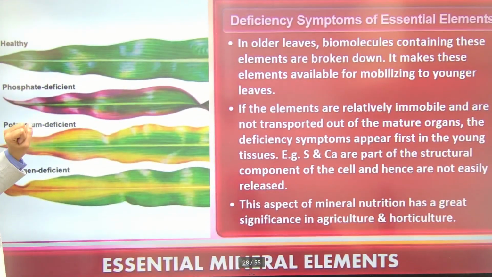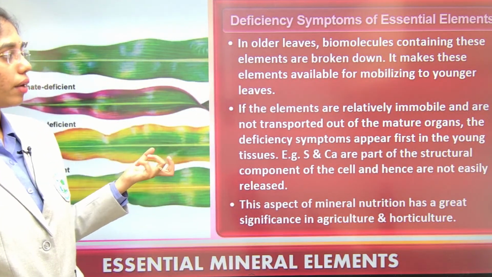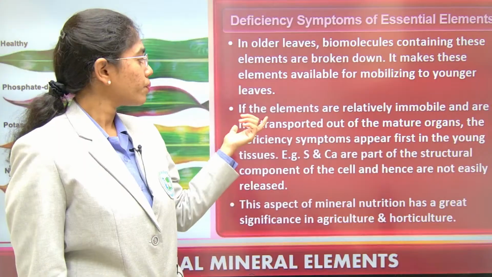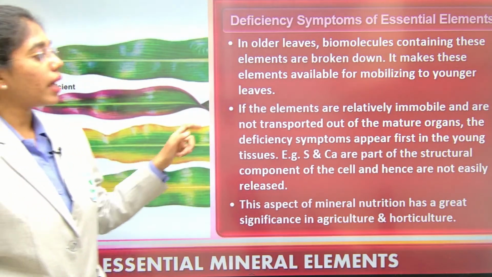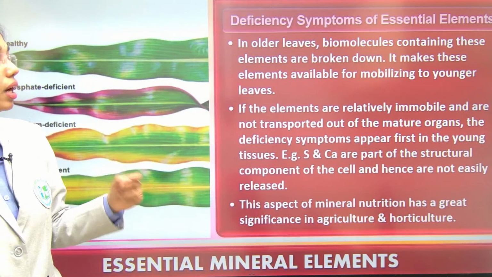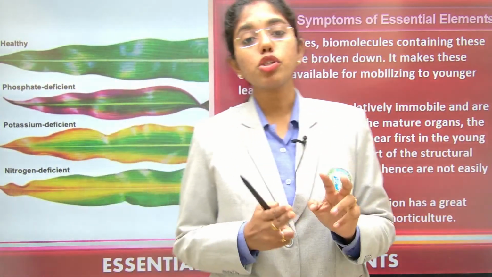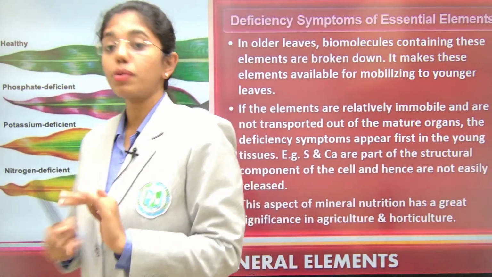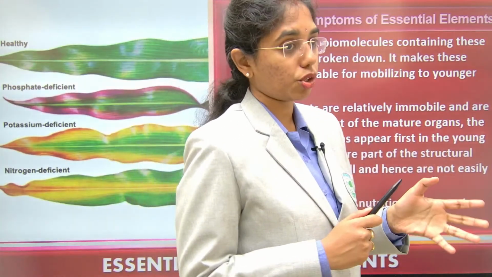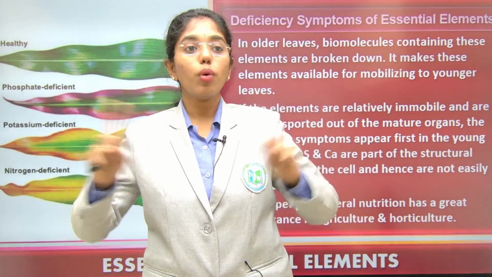Deficiency symptoms of essential elements: in older leaves, biomolecules containing these elements are broken down, which makes these elements available for mobilizing to younger leaves. While elements that are not transported out of the mature organs show deficiency symptoms first in the younger tissues. You have to be clear about these two points. The absence of which elements will show deficiency symptoms in the older tissues, and the absence of which elements will show deficiency symptoms in the younger tissues? Where can you see symptoms in the younger tissues and where in the older tissues? Observe both carefully.